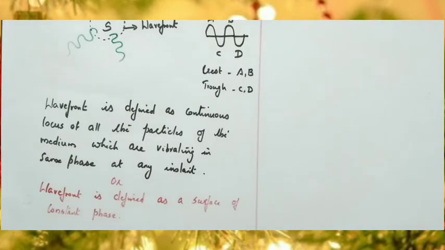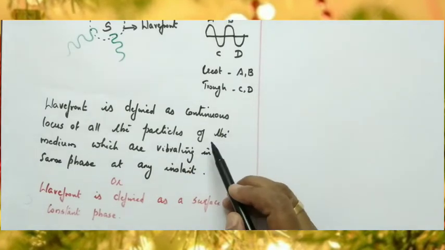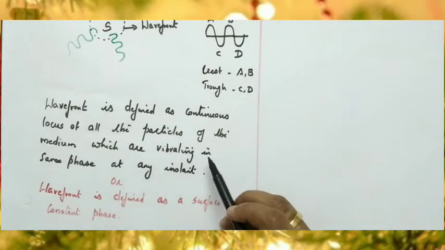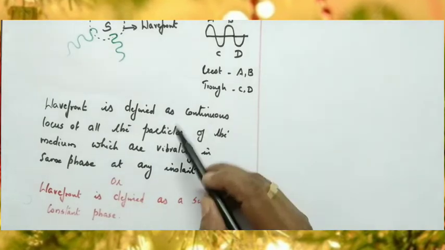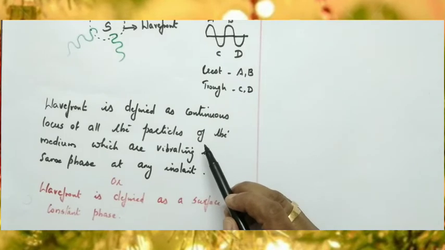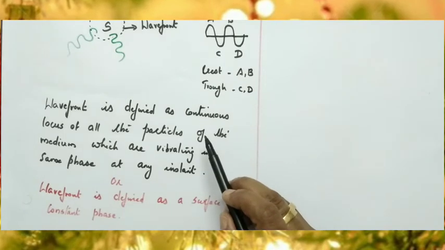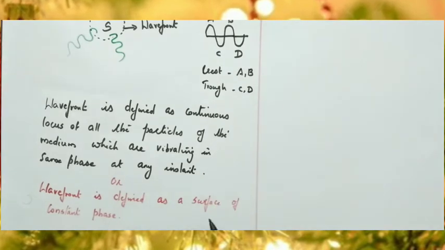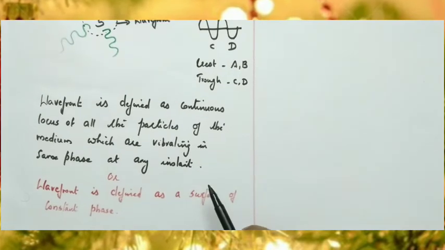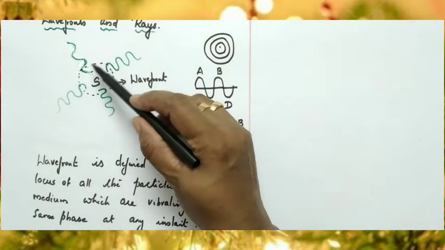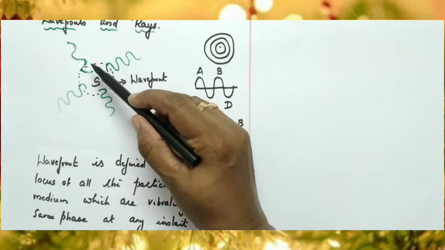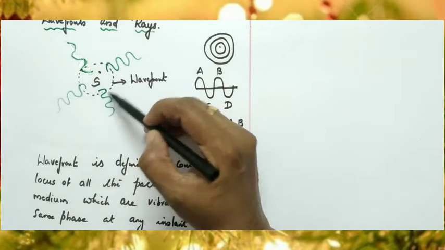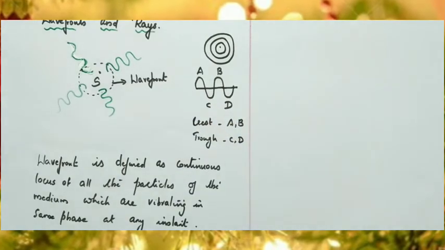Hence, a wavefront is defined as the continuous locus of all the particles of the medium which are vibrating in the same phase at any instant. Wavefront is also defined as a region of constant phase, a surface of constant phase. If you consider this one, this is the wavefront, and all the particles here are vibrating at constant phase.